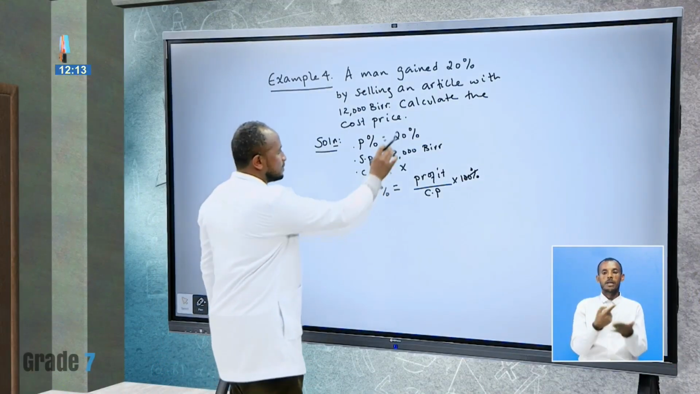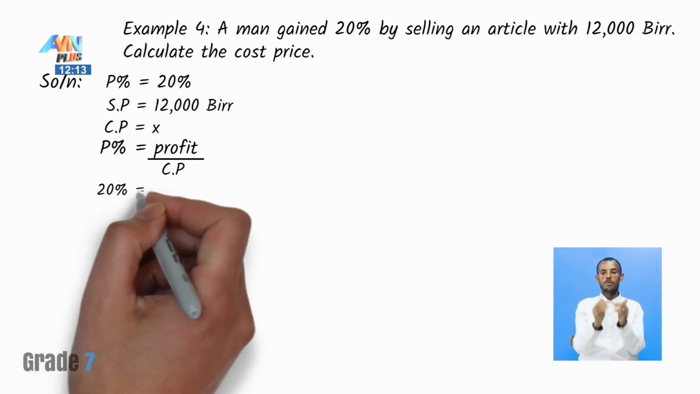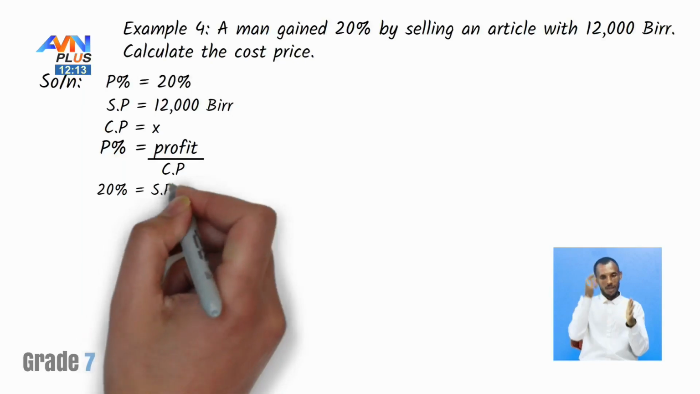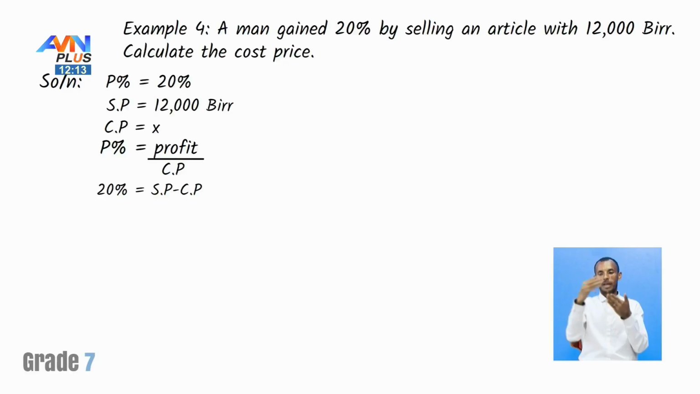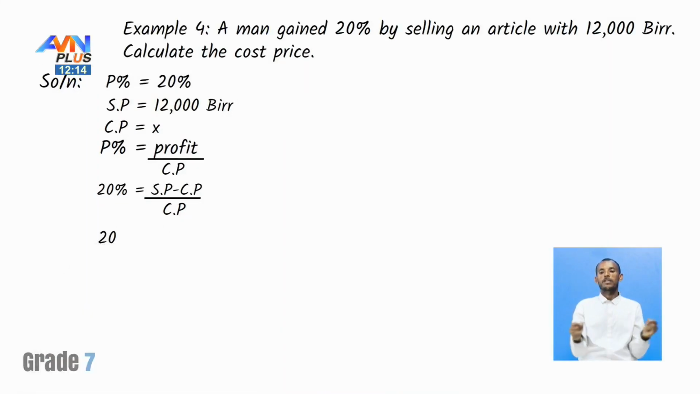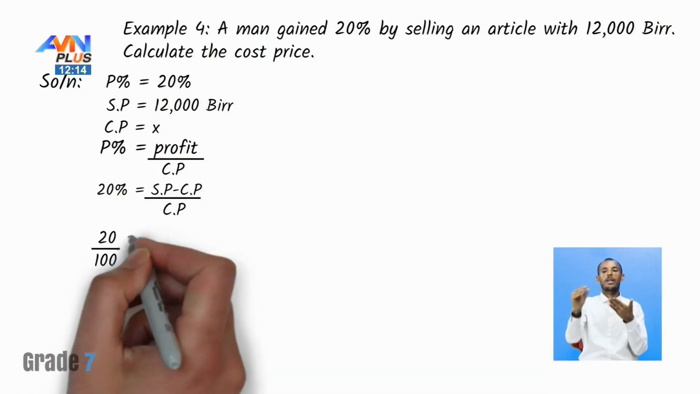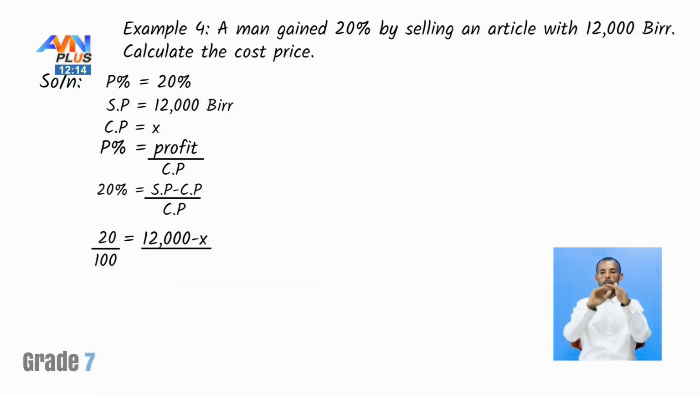Therefore, here, profit percent is this 20%. 20% is equal to profit. Since the selling price is bigger, profit is the difference between selling price and cost price. Therefore, here, selling price minus cost price over cost price. This is the equation. So, 20% in fraction form is 20 over 100. This will be equal to the selling price, 12,000, minus the cost price, which we don't know, divided by cost price.